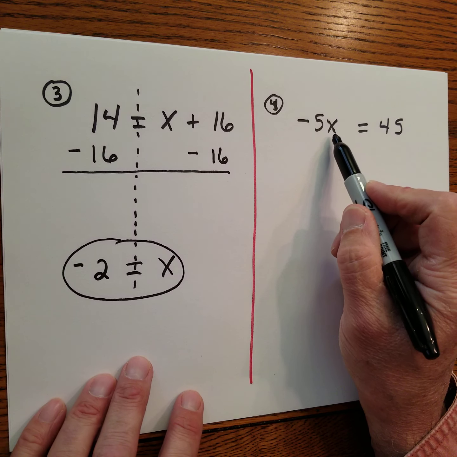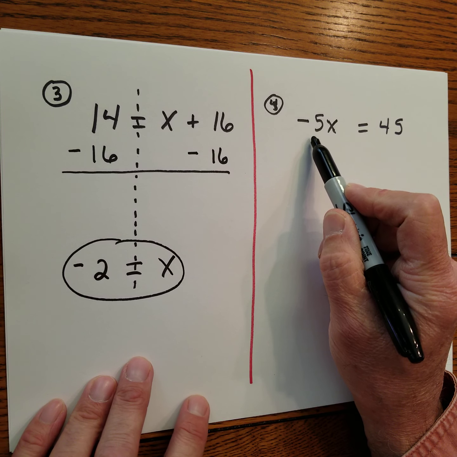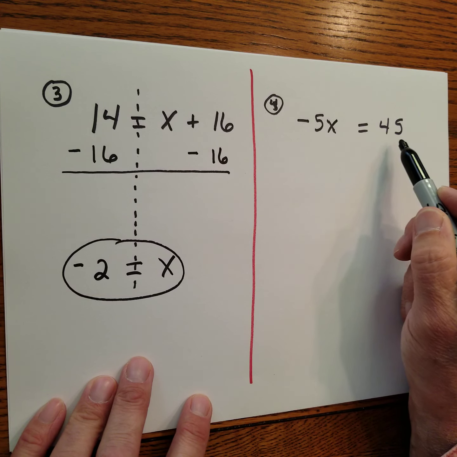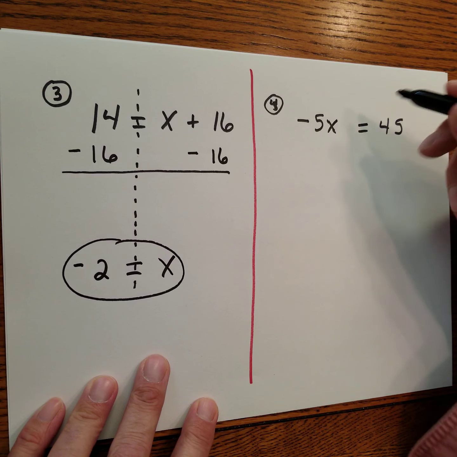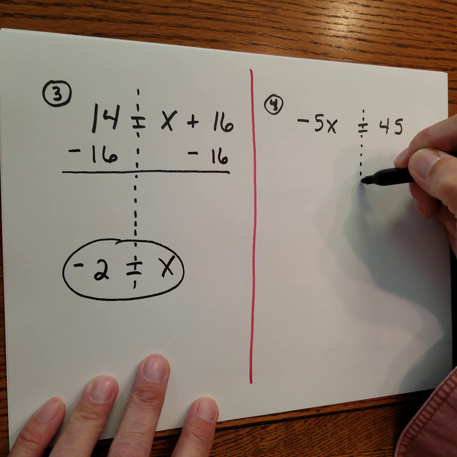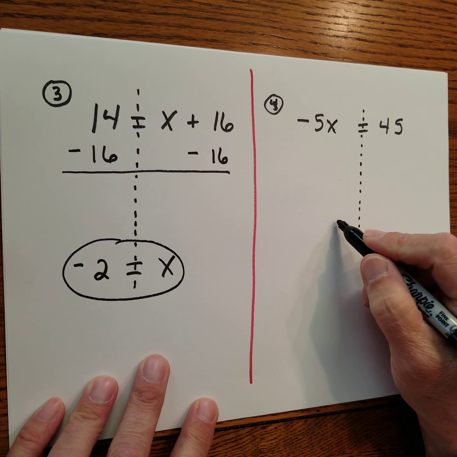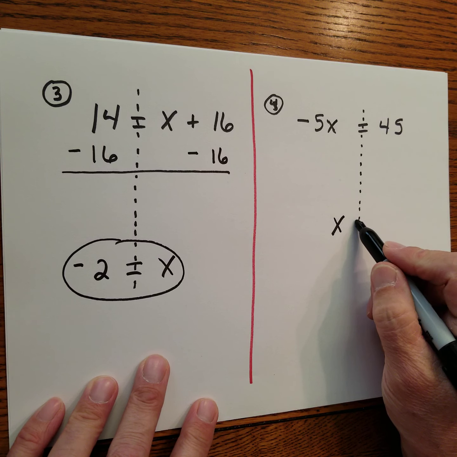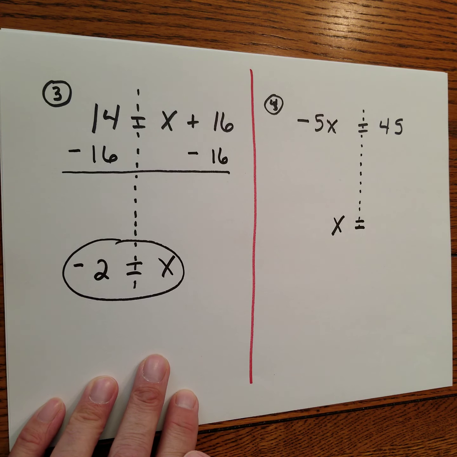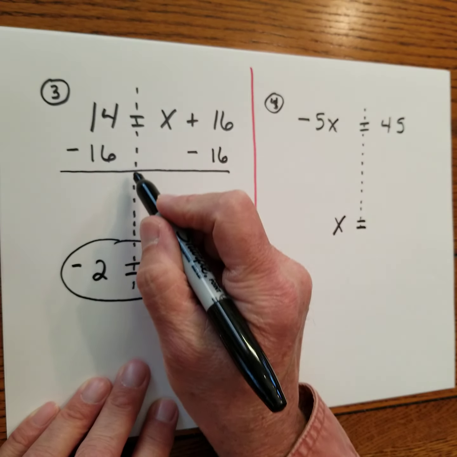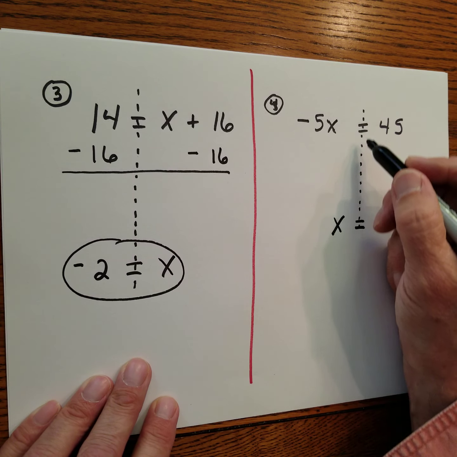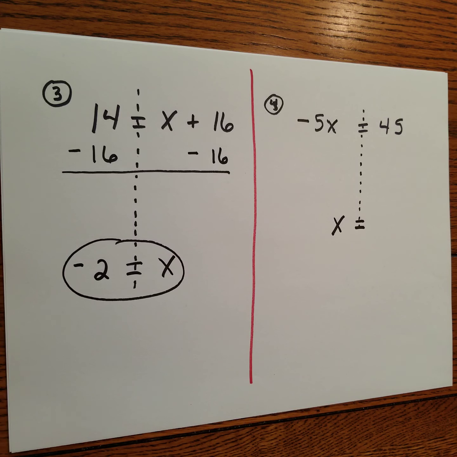On number 4, can you find a number that you can multiply times -5 and end up with +45? Here's my fence. When I'm done, x will be on the left side of the fence and the answer will be on the right. You don't have to draw the fences in. I draw the fences in just so we can talk about the two sides of the problem.